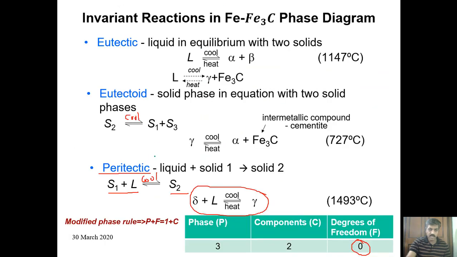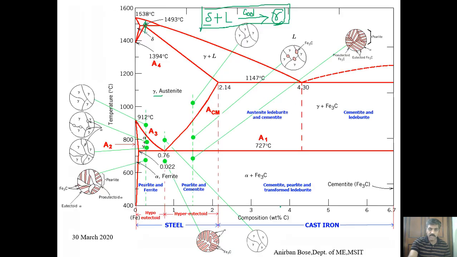So this is basically the peritectic reaction that happens at that point. What is the temperature at which it happens? 1493 degrees centigrade. It is delta iron plus liquid that, upon cooling, will be converted into austenite, gamma. Again, this is an invariant reaction that is happening here. So this is the peritectic reaction that is happening at this position. Clear?